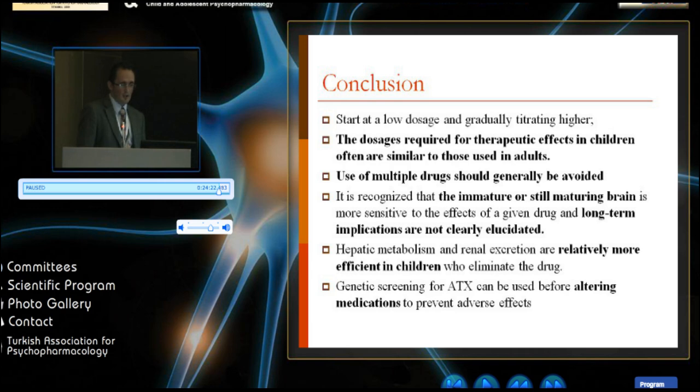The dosages required for therapeutic effects in children are often similar to those used in adults. We have to avoid the use of multiple drugs. Generally, it is recognized that the immature or still maturing brain is more sensitive to the effects of a given drug, and long-term implications are not clearly elucidated.